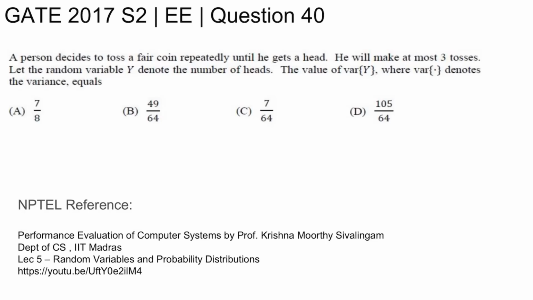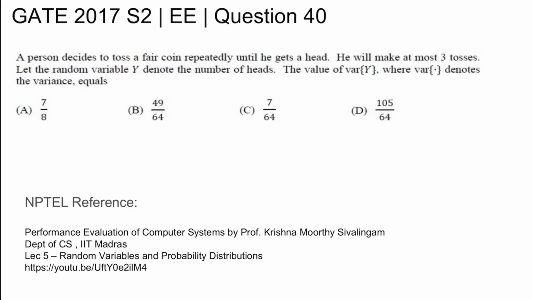2017 set to electrical question number 40. A person decides to toss a fair coin repeatedly until he gets a head. He will make at most 3 tosses. Let the random variable y denote the number of heads. The value of variance of y, where var denotes the variance, equals? 4 options are given.